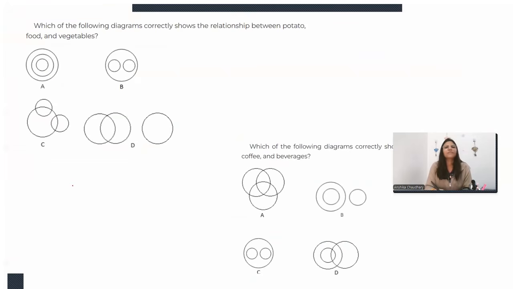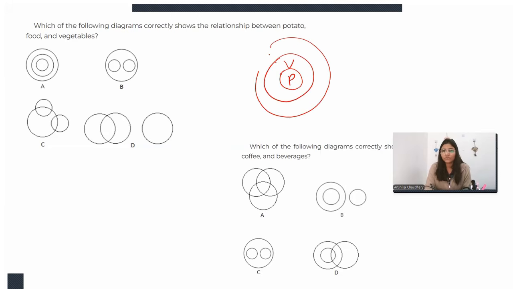Questions from logical reasoning. Which of the following diagrams correctly shows the relationship between potato, food, and vegetables? Usually, all potatoes are vegetables, right? So I'm considering these are the potatoes, and all potatoes are vegetables for sure, and every vegetable is food, right? So this Venn diagram will represent the correct relationship among these three. This is A. I think it is clear to you.